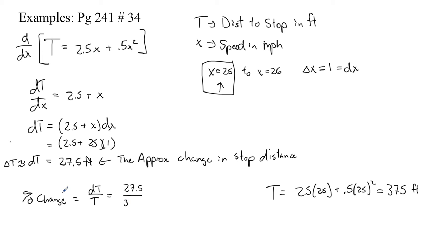So what does that mean in terms of the percent change? Well, 27.5 over 375 feet ends up turning out to be 0.0733 repeating, which is 7.33%. That is the approximate percent change of stopping distance when you change from 25 to 26. Now that's going to be different if you stop from 26 to 27, because again, stopping distance is a quadratic function, so it's always changing.